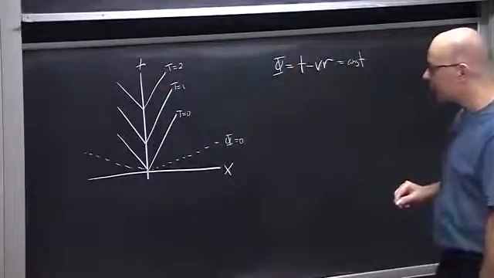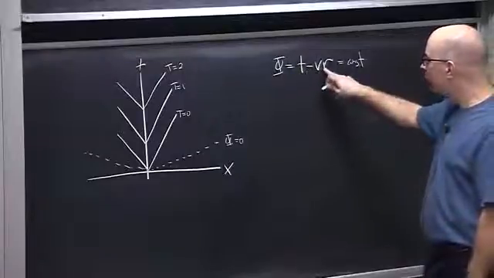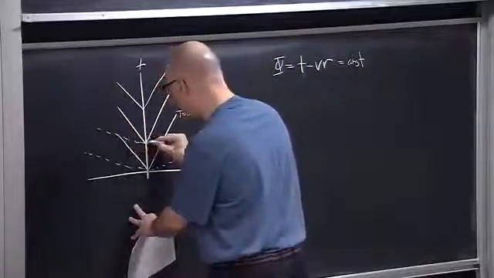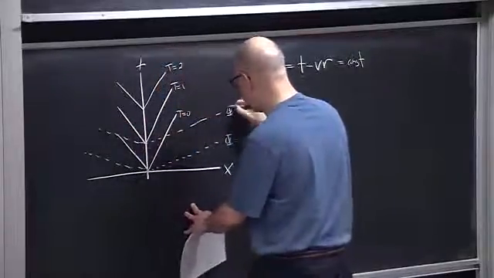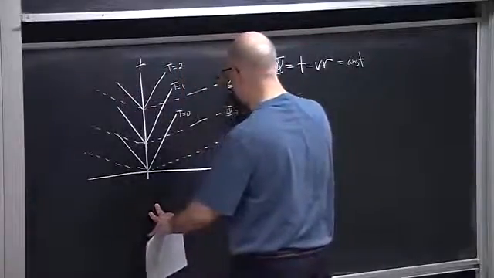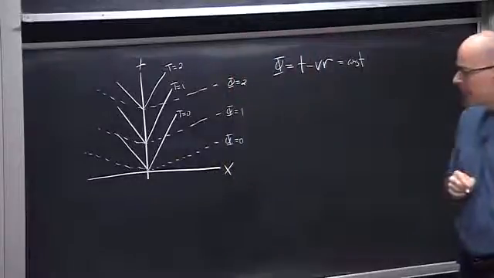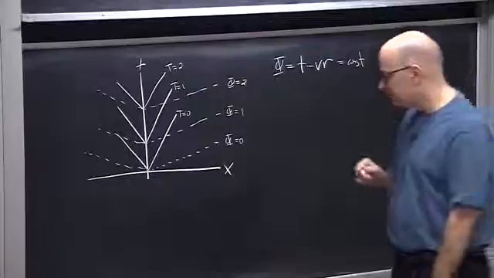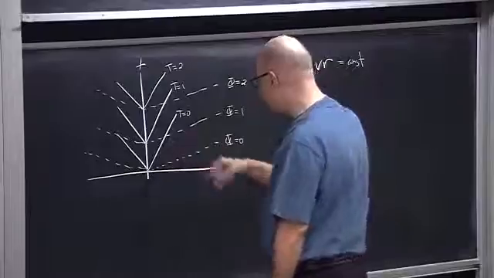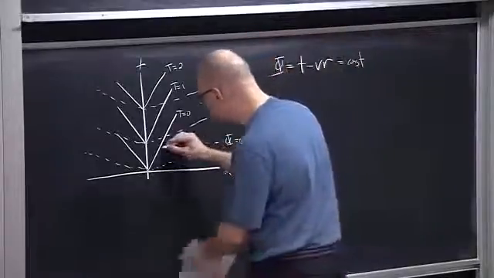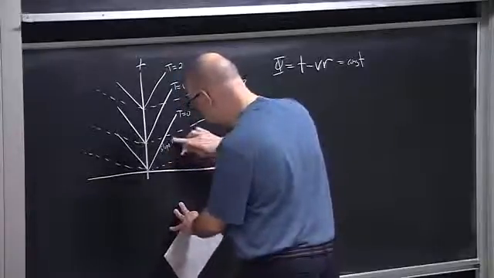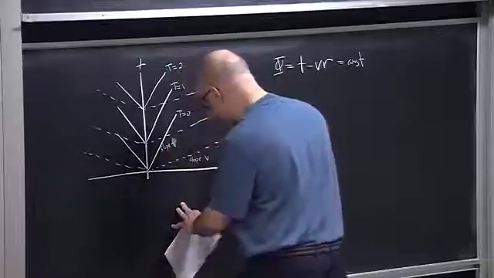While the phi equals 1 surface would also start at r equals 0 with t equals 1. So this would be the phi equals 1 surface. And continuing like that, this would be the phi equals 2 surface. So this is a large slope. So the slope is v. And the slope here is 1 over v. And the slope here is v.